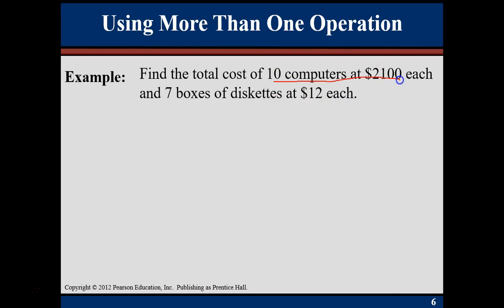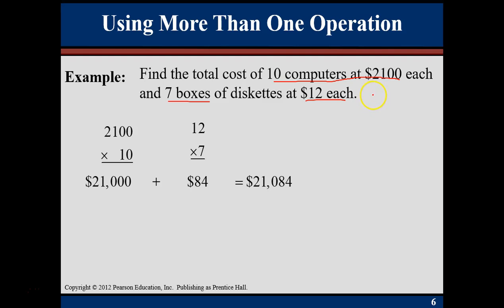10 computers cost $2,100 each, and then I have 7 boxes of disks, and each one of those costs $12, each of the 7 boxes, not each disk. How much did I spend? Well, each computer, and there's 10 of them, is $2,100, so I spent $21,000 on computers. And each box of disks is $12, and I have 7 of those, so that's $84. But I bought both, and so I spent $21,084.